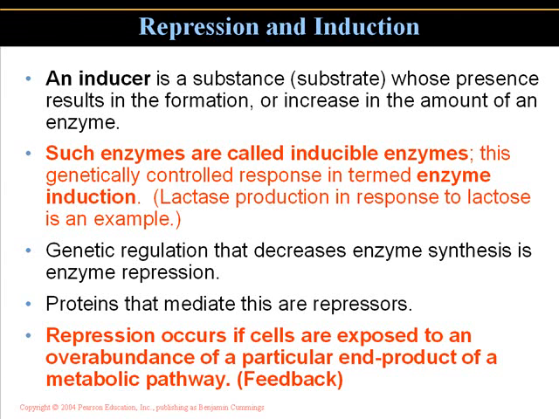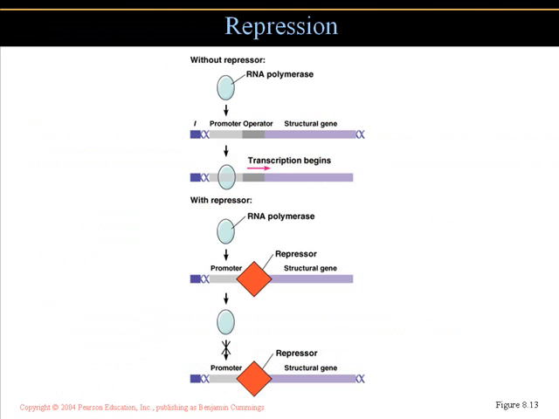Genetic regulation that decreases enzyme synthesis is referred to as enzyme repression. A protein mediates these types of repressors. Repression occurs if cells are exposed to an overabundance of a particular end product in a metabolic pathway. We know that basically as a feedback mechanism. Again, proteins that mediate this are repressors. It occurs typically when there is an overabundance of a particular feedback product or an end product. And then feedback inhibition is the term that we hear referred to as often.